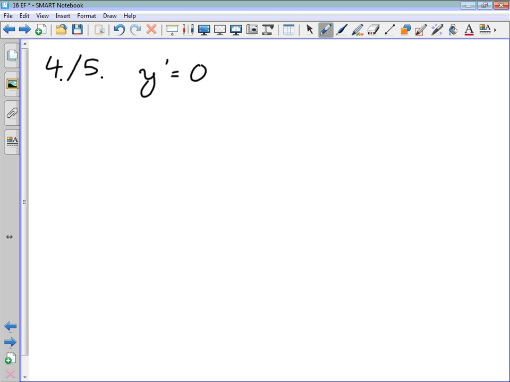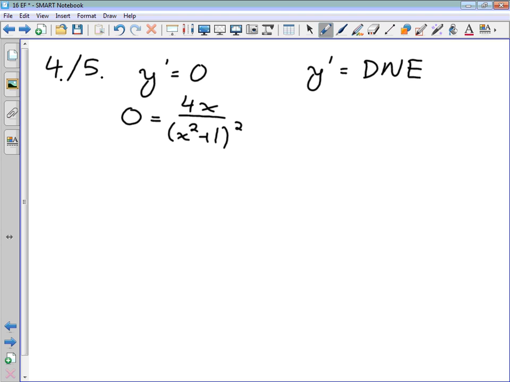Yeah. y prime equals 0. y prime does not exist. We call these things our critical numbers, or our critical points. So let's see. If we set y prime equal to 0, we're going to have 0 equals 4x over (x squared plus 1) all squared. Okay. How do we solve something like this?